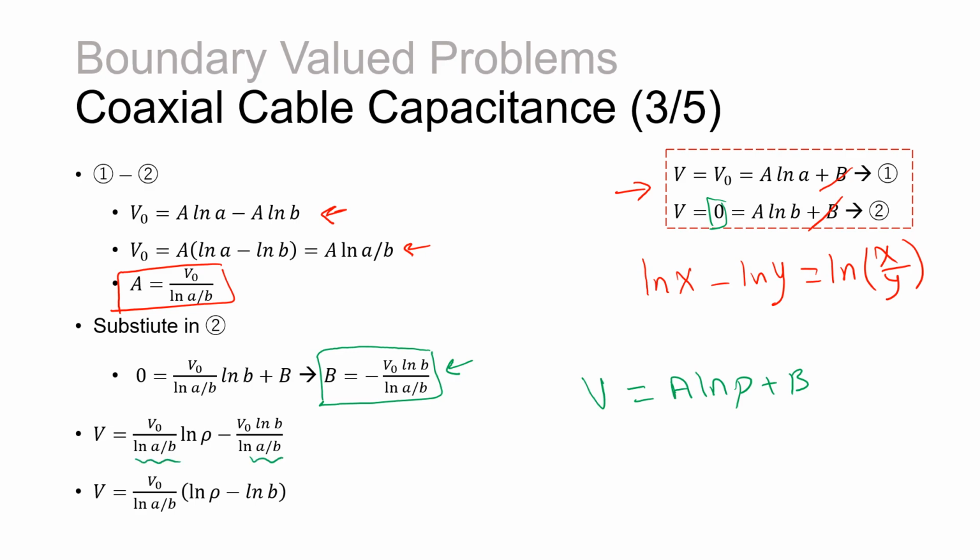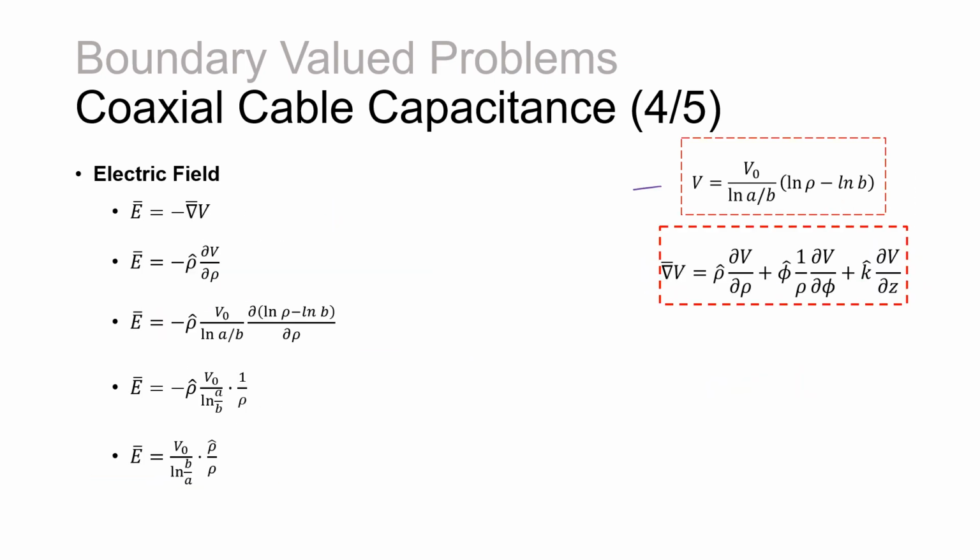Then finally you can find that your V is nothing but V naught over ln b over a, multiplied by the bracket ln rho minus ln a. I have brought for you again the last result here. Now we need to calculate the electric field, and to calculate the electric field we need to use the relation between it and the voltage, E equals minus the gradient of V. And this is how we calculate the gradient in the cylindrical coordinates.